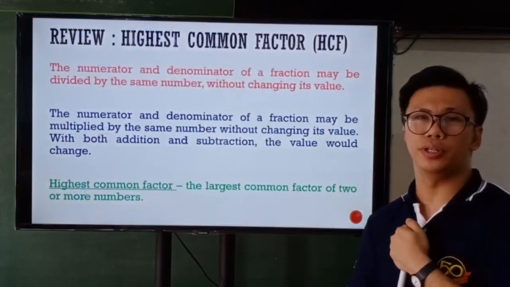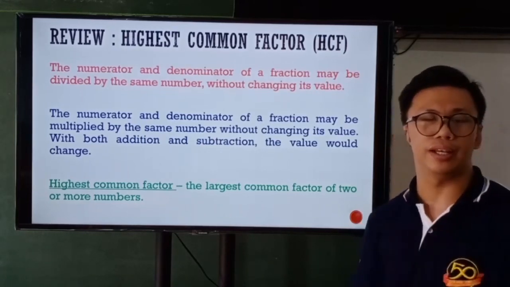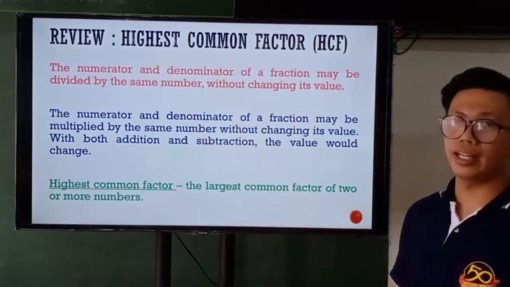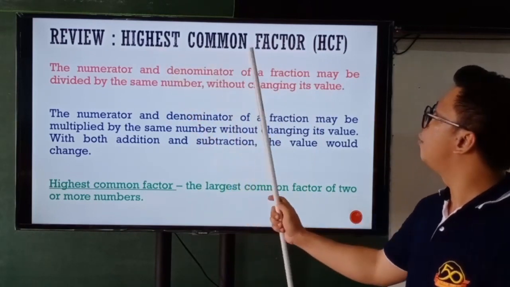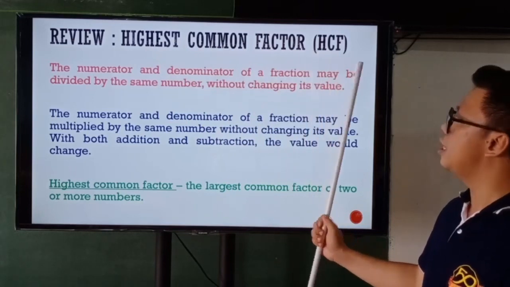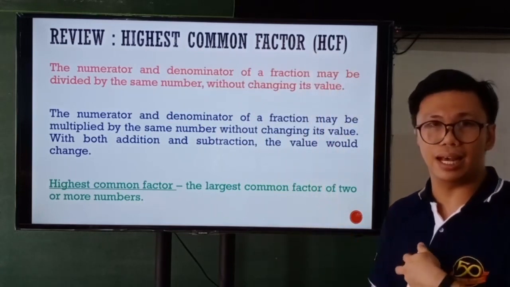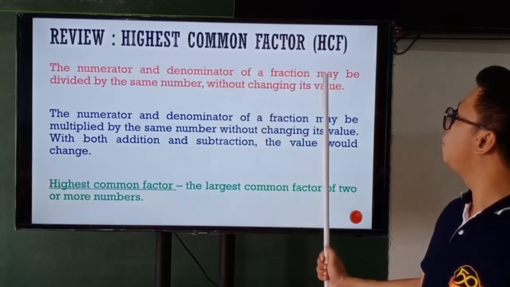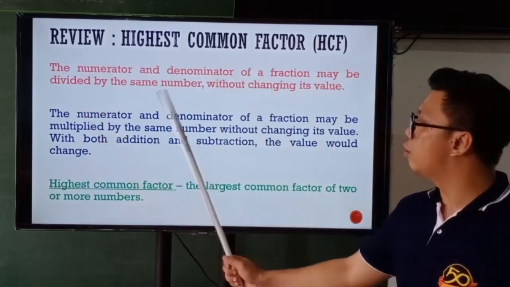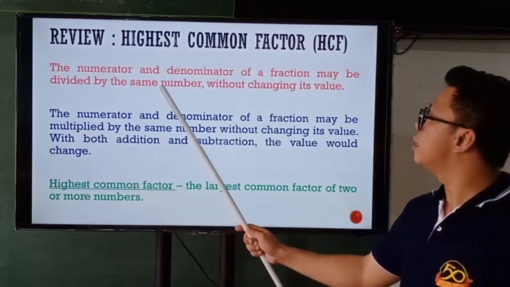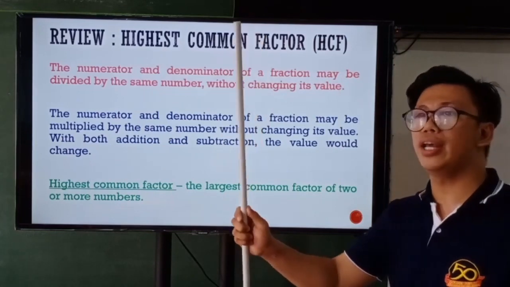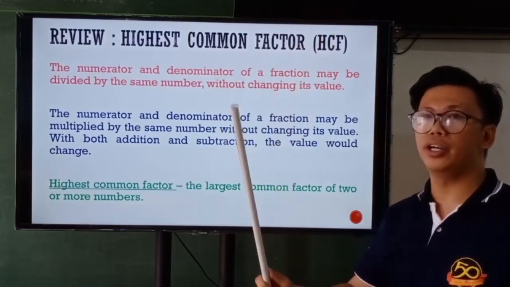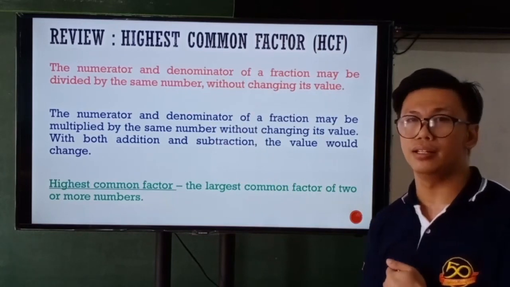Okay, before we end our topic, let's have a review first. Again, what is our topic for today? Our topic is highest common factor, or HCF. Again, let's read. So when we say highest common factor, what is that? The numerator and denominator of a fraction may be divided, or multiplied, by the same number. So if we divide by 2 in the numerator, we also divide by 2 in the denominator. If we multiply by 4 in the numerator, we also multiply in the denominator.